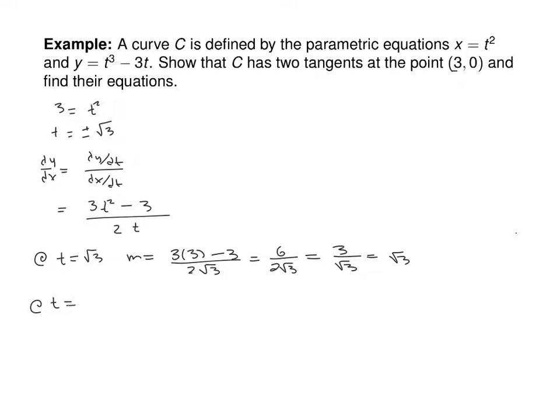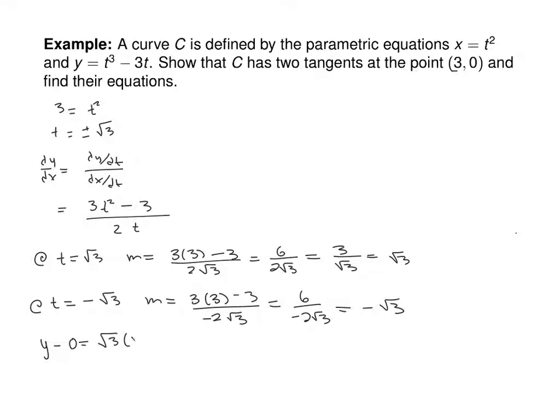And at t equals negative root 3, the slope will be 3 times, still 3 because that negative root was squared, but the denominator is now negative 2 root 3, which will give us 6 over negative 2 root 3, which will simplify to negative root 3. So one tangent line has slope positive root 3, one has slope negative root 3, and the equations of those lines will be y minus 0 equals root 3 times (x minus 3), or we can just say y is root 3 times (x minus 3). That's one of them.